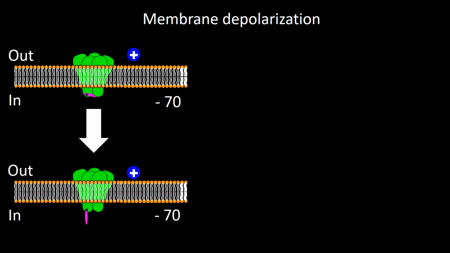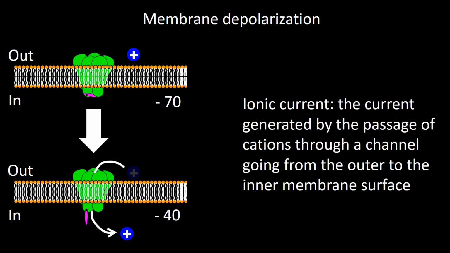I have now represented just below the same figure but with the gate open, and now represented the cation going into the cell and making the inner membrane surface less negative, from -70 to -40. This is an example of ionic current. Hence, ionic current can be defined as the current generated by the passage of charges, in this case positive charges, through channels embedded in a membrane.